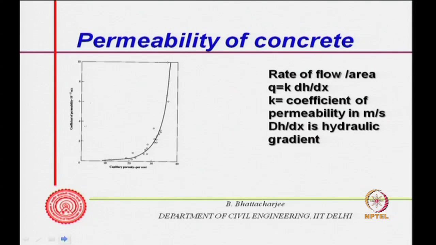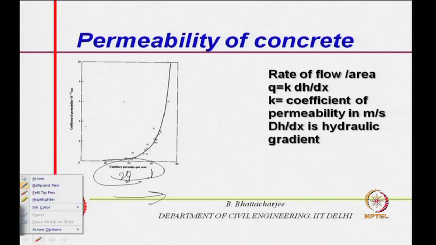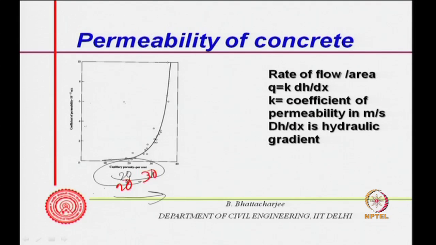Now, it has been observed that K is a function of capillary porosity. As capillary porosity goes from 10% to 20% to 30%, the coefficient of permeability is of the order of 10 to the power minus 12 or minus 13. If the capillary porosity increases, there is a percolation threshold above which permeability increases significantly. Below this, the values are small, and suddenly from this point it starts increasing. Why does such a thing happen? Well, when the capillary porosity is large, the interconnectivity of pores becomes important.